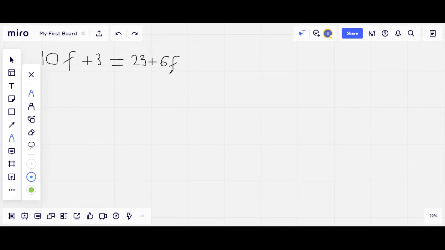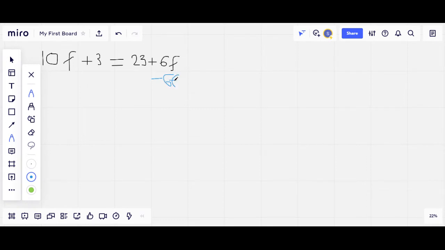Now, the reason I've done the 6f, not the 10f, it would still work if we did do the 10f, but the reason I did the 6f is because that's actually smaller than the 10f that we have here. So if we subtracted the 10f from the 6f, it would give us a negative value, which we're going to have to get rid of later on. But this way we don't have to worry about getting rid of that negative value. So we can just do as normal. So I'll subtract 6f from both sides.